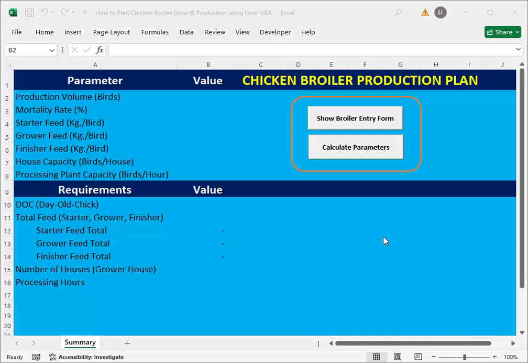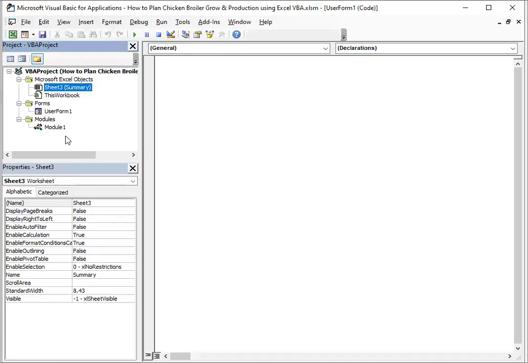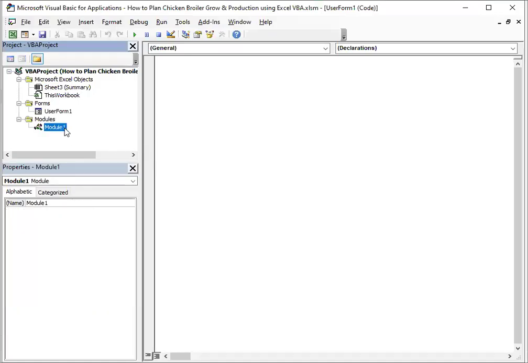calculate parameters will be done here in this worksheet, and you could make many changes if you want, like the change in production volume, change in mortality rate. You can play with it in order for you to come up with these requirements. So to start off, I'd like to access the Developer tab and the Visual Basic in order for me to start working on the module that I'm going to write.